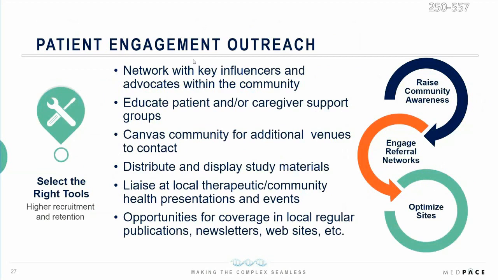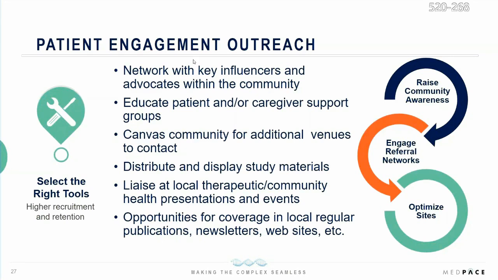So we want to raise community awareness. We want to engage our referral networks, and this will lead to optimizing sites' recruitment efforts. And how do you do that? You do that by networking with key influencers and advocates within the community. You do that by educating patients and or caregivers at support groups. You can even canvass your community for additional venues to contact where patients may be.